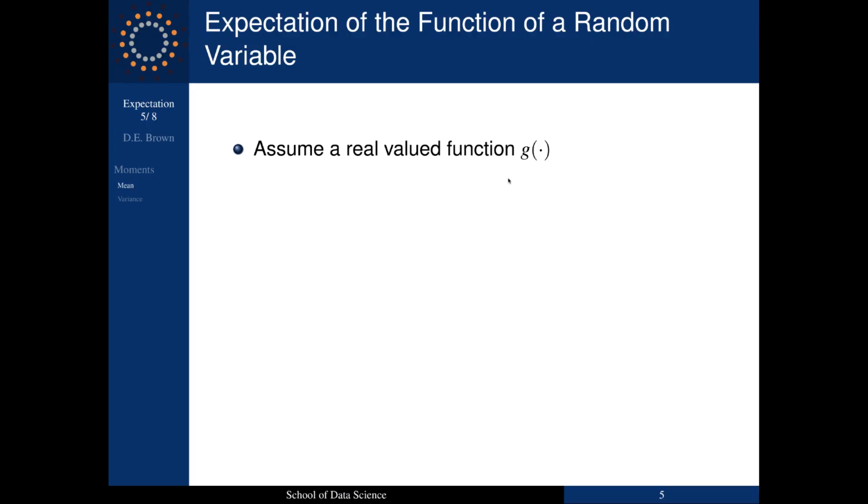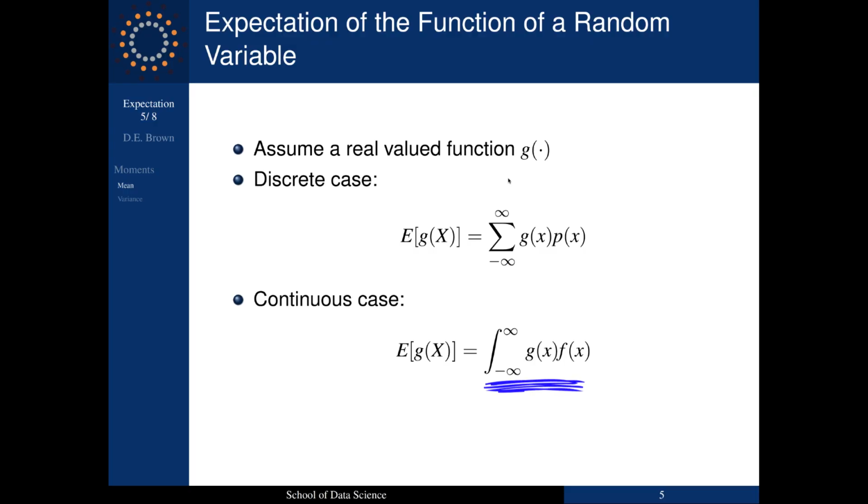The expectation of a function of a random variable is easy to compute. If we have a real valued function, say g, in the discrete case, we just take that function over our random variable and multiply it times the probability at each point in the probability mass function. In the continuous case, it's the same thing, except we don't have a summation, we have an integral.